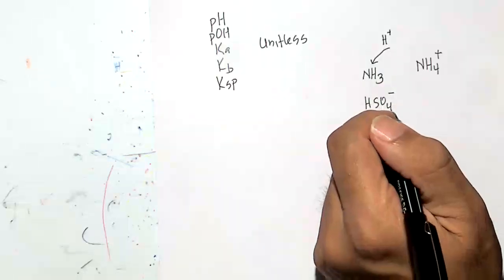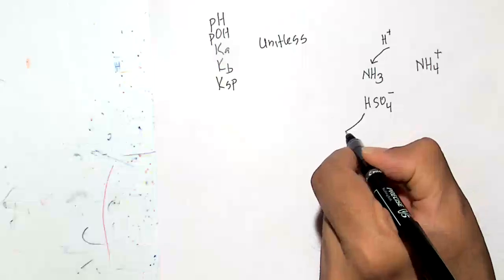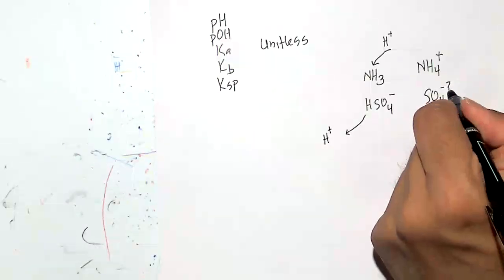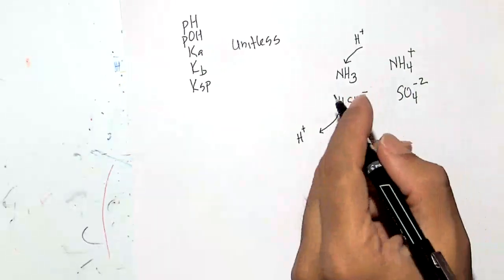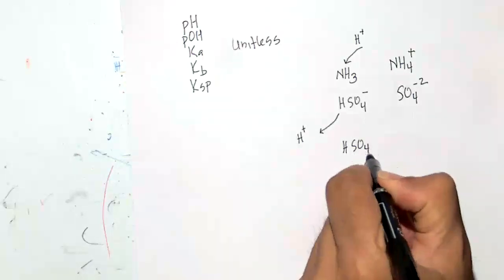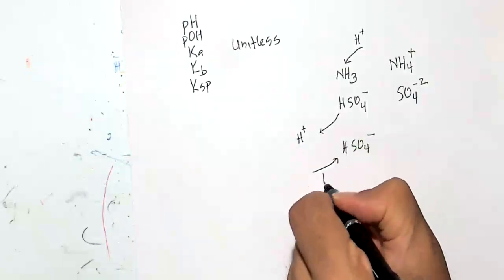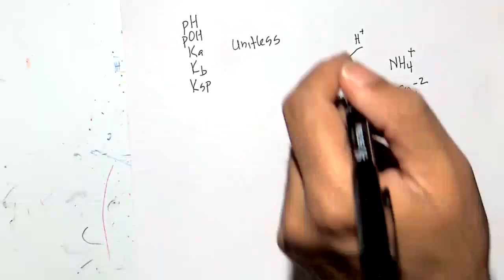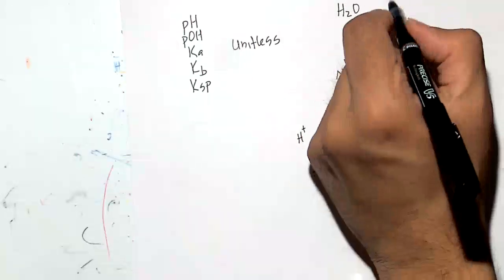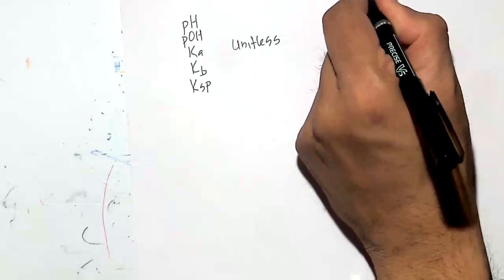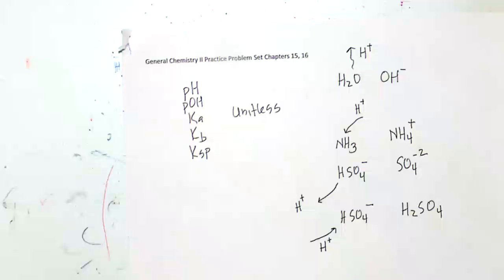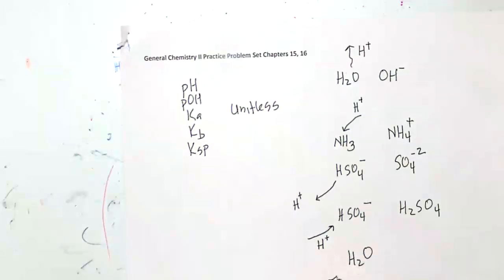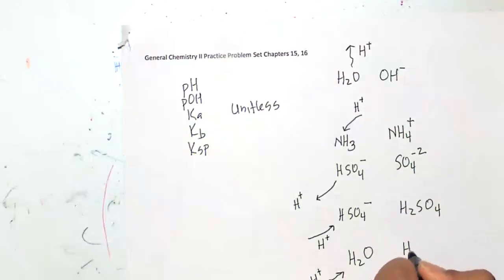Conjugate base for HSO4 minus. If they're asking for the conjugate base, you remove a proton, and then that will give you SO4 2 minus. But HSO4 minus can also take a proton, and what would its conjugate acid be? Sulfuric acid. Water has its conjugate base, which is OH minus. That is when you remove the proton. Water has its own conjugate acid. That is when you add the proton.